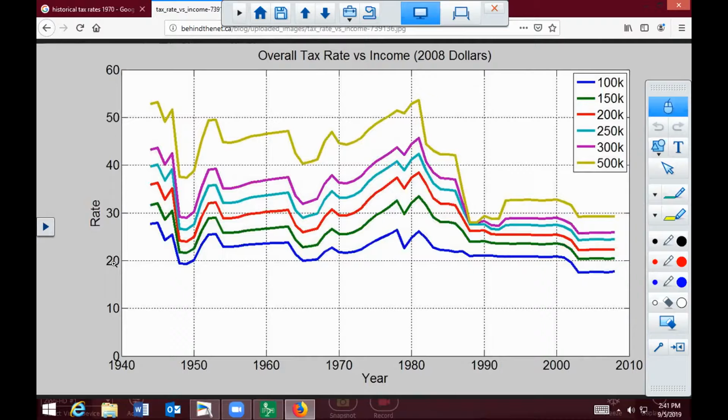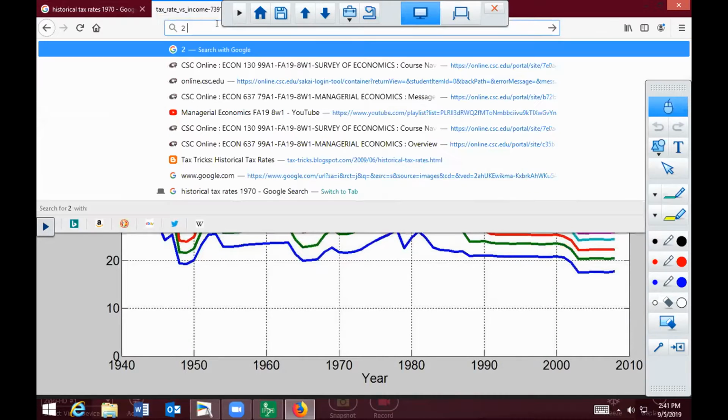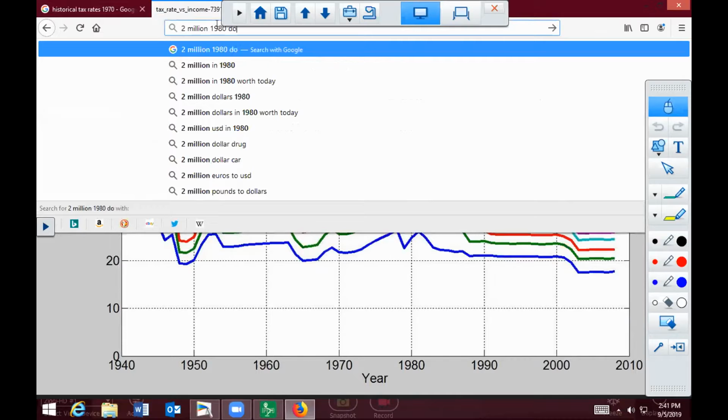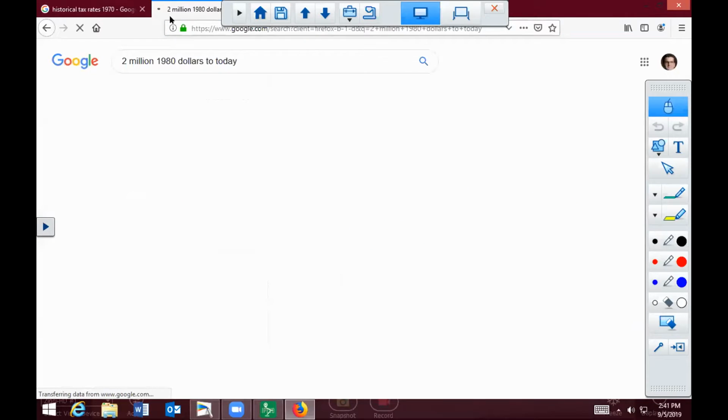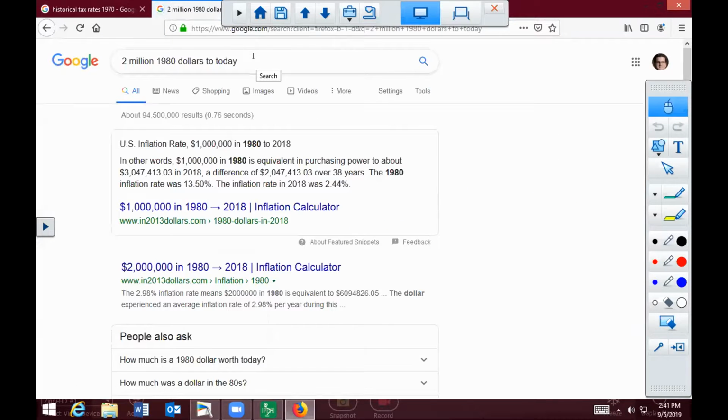Like $2 million in 1980, what was that in today's dollars? This says $1 million has the purchasing power of $3 million, so it's 3 times the amount of money now. So it's $6 million now, right? Yeah. But anyways, that's neither here nor there.